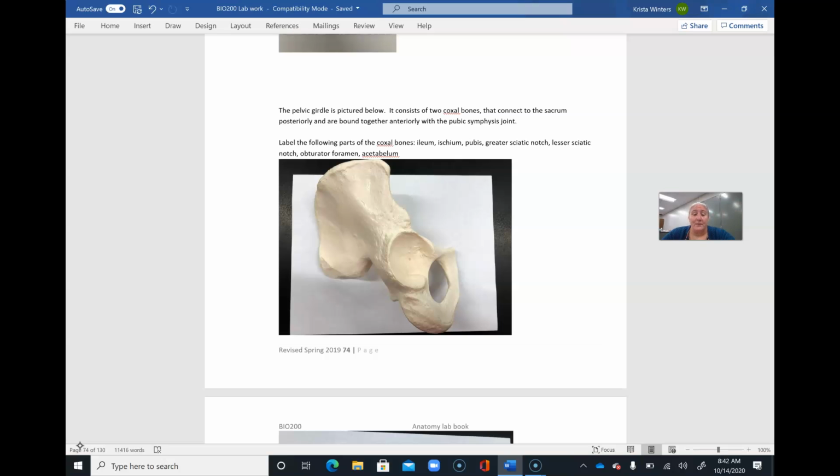The coxal bones together function as our pelvic girdle. We talked about the pectoral girdle holding our humeral heads in. The pelvic girdle holds the femur, the largest bone of the body, into the torso. And so it articulates just like this. You can see that large cavity here. The femur head goes in and it articulates.